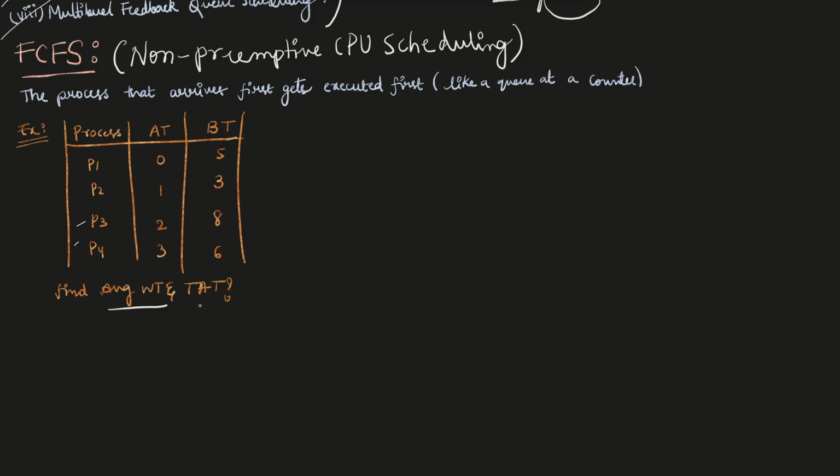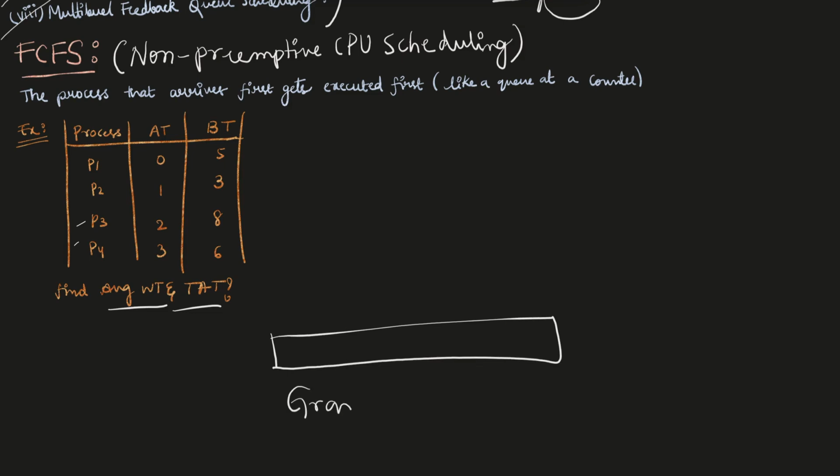Now we need to find the average waiting time and turnaround time. To find these, we first need to create a Gantt chart. The Gantt chart shows which process gets executed for how much time and which process is executed at a particular time. It always starts from 0. At 0, which process has arrived? The P1 process has arrived, so that's why you will take P1. Since this is FCFS scheduling, you'll have to follow non-preemptive.